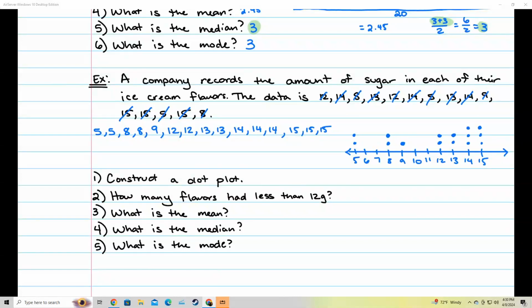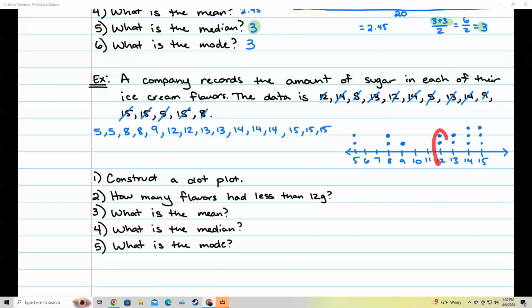Number 2, how many flavors had less than 12 grams? Well, remember that this ice cream, I don't know what flavor it is, but I know that it had 5 grams. So these 2 ice creams have less than 12 grams. I'm going to count those. So do these two. Those have 8 grams. This has 9 grams. So all of these count as ice creams that are less than 12 grams.